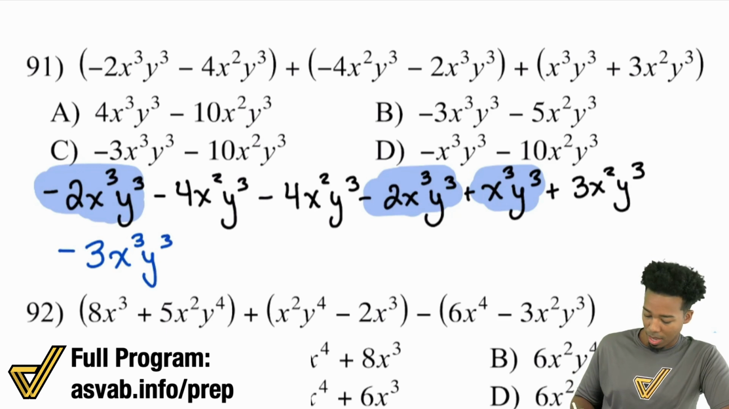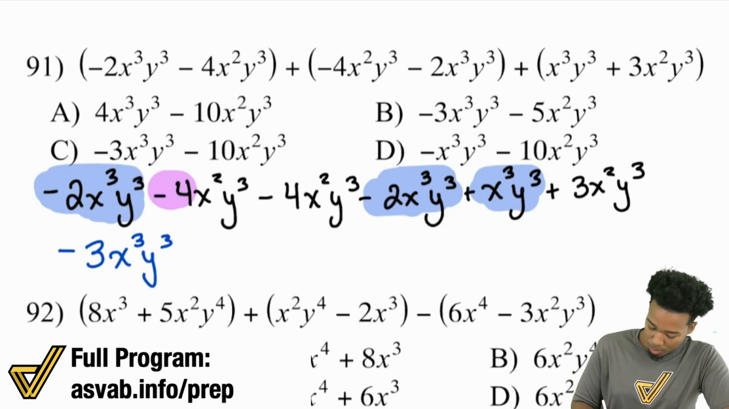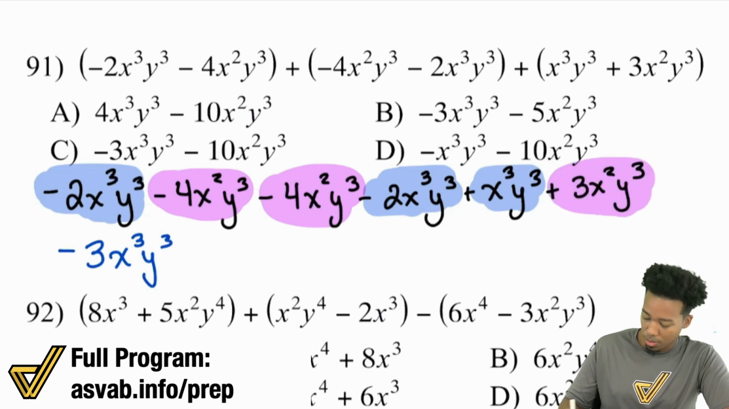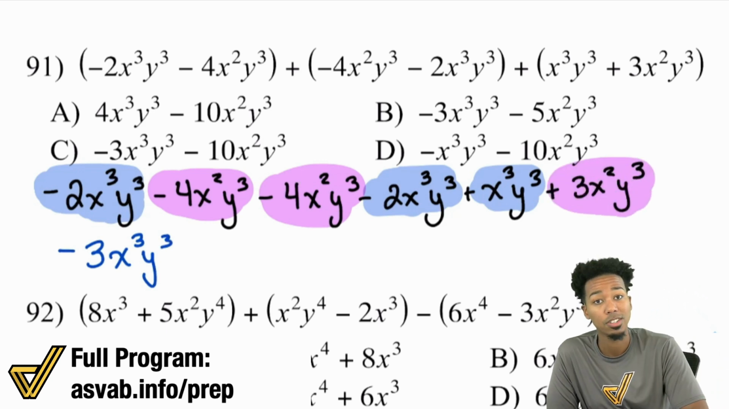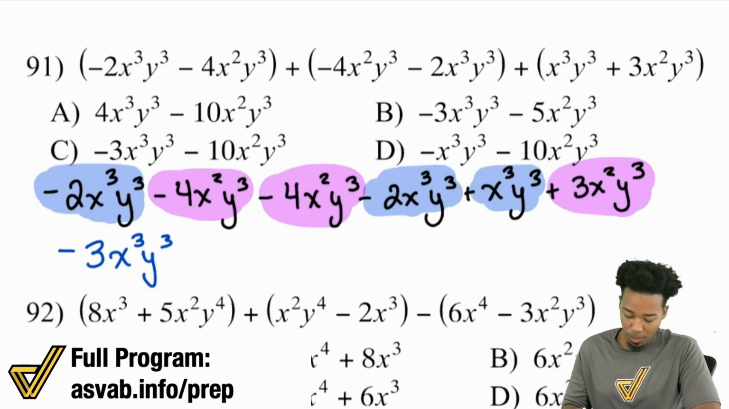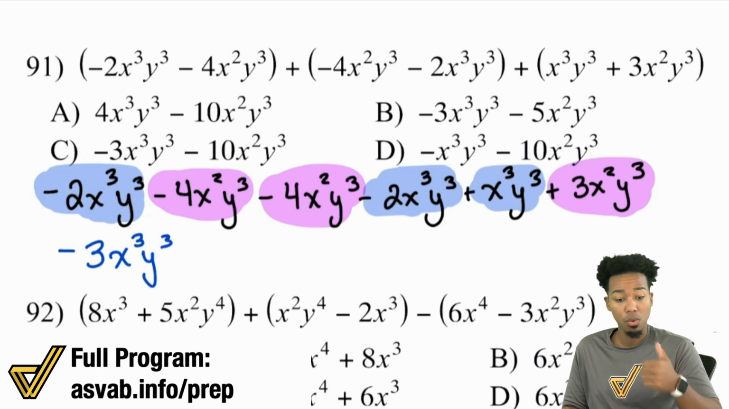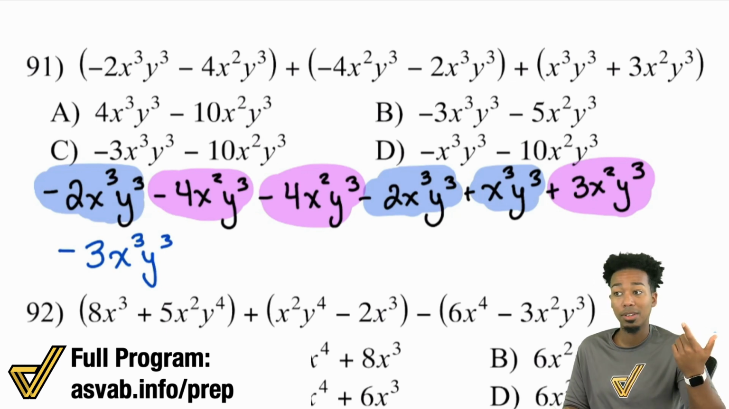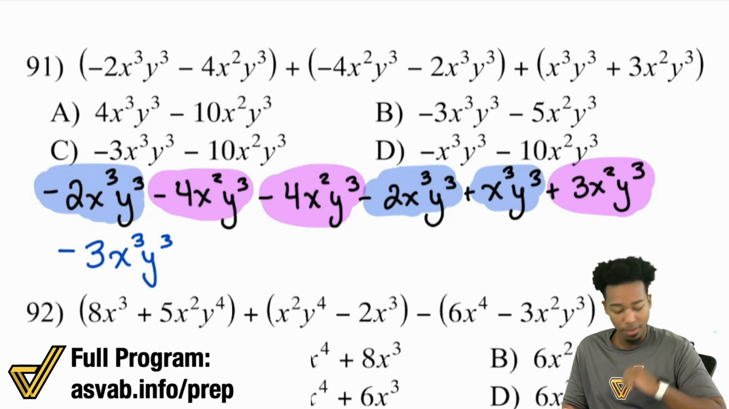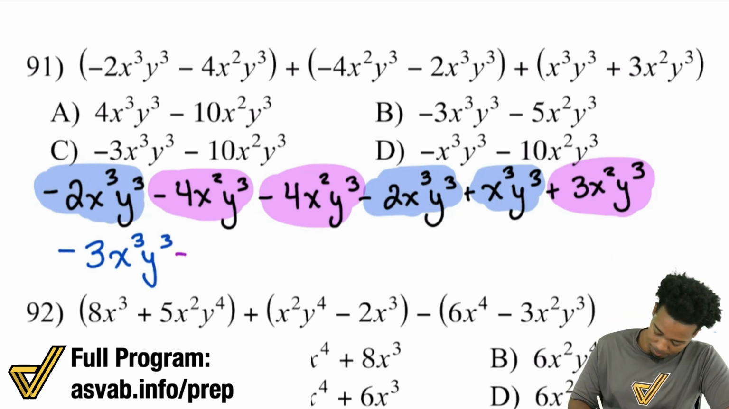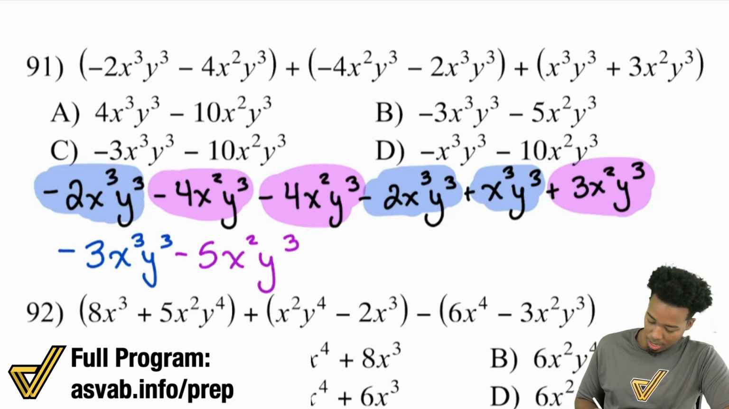Next up, do we have anything else that we can combine? I see here that we have x squared y cubed, x squared y cubed, x squared y cubed. Those are all like terms. So we're going to combine those, and notice that we have minus 4 plus 3. Minus 4, that's going to end up giving us minus 8. Minus 8 plus 3 is negative 5. And there we have that. Minus 5 x squared y cubed. And there it is. That's our answer there, B.